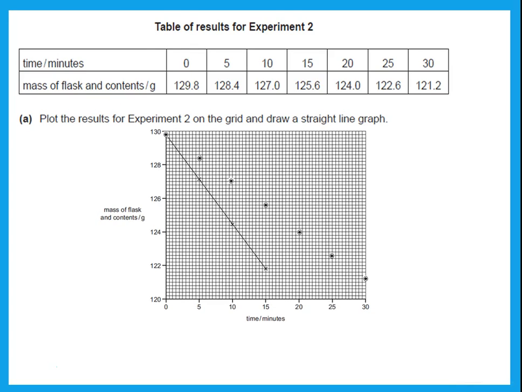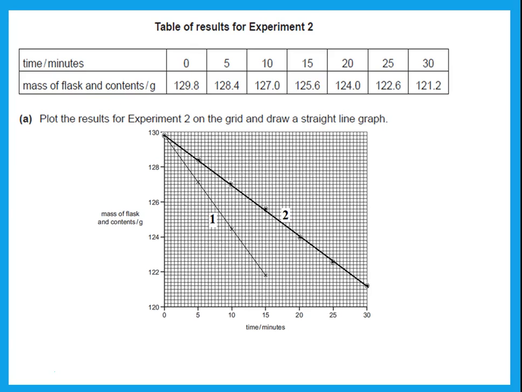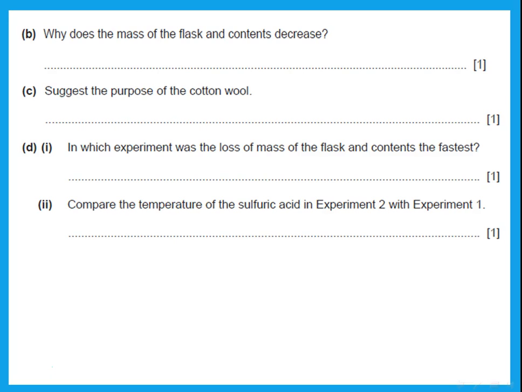So let's plot the other experiment. If he used x's in his first experiment, then we're going to use a dot with a small circle in ours, and then we join with a line of best fit, and this is experiment 2. Okay, were you able to get something like that? Now he's saying, why does the mass of the flask and contents decrease? Again, I go back and see which reaction we are talking about. Well, we're talking about carbonate and acid. That means carbon dioxide gas is given off, and that is why the mass decreases.